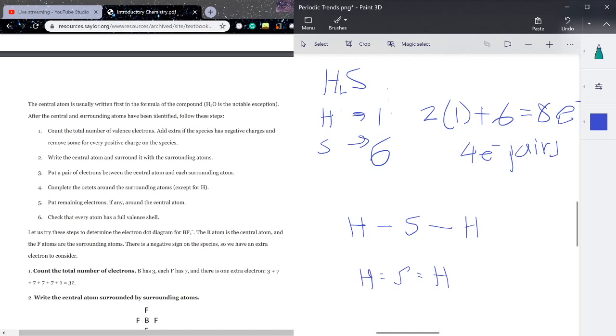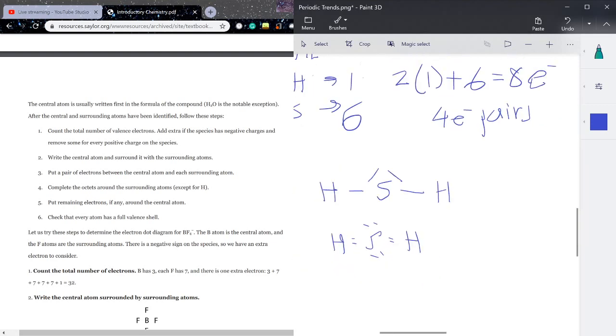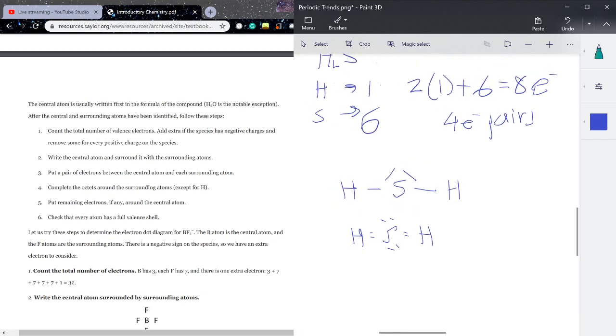And then, well, now H and H have completed their octets, or not octets, but their full valence shells. So now we can put the 2 remaining electron pairs around the sulfur atom. And that's our completed preliminary diagram of H2S. Yep. And does every atom have a full valence shell? Yes, it does, because S now has 4 electron pairs, which are 8 electrons, and it formed a full octet, and therefore it's satisfied.